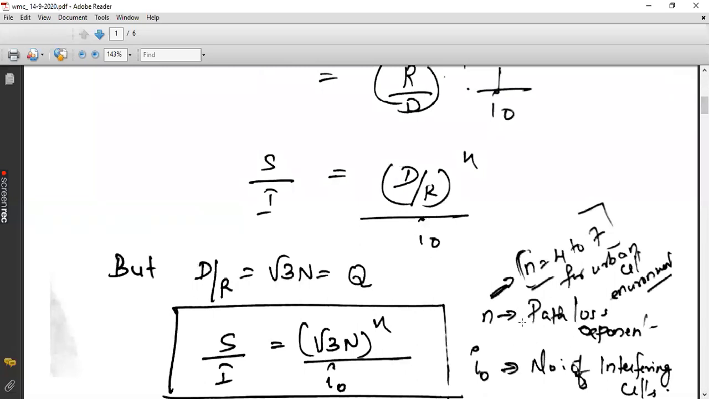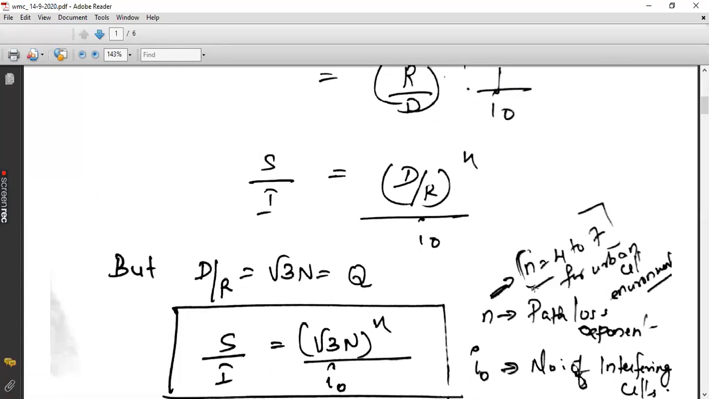It is known as the path loss exponent. n is termed the path loss exponent. The value of n depends on the type of environment where we are considering our cell. It can be 2, it can be 4, like that. But normally we will consider 4 for an urban environment.